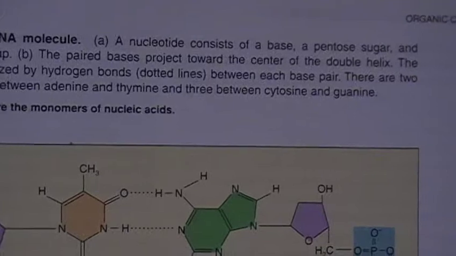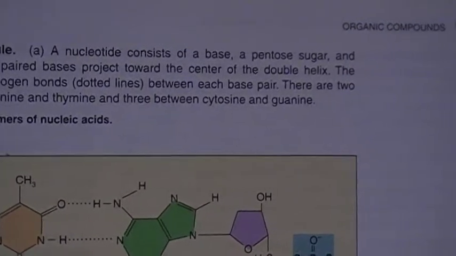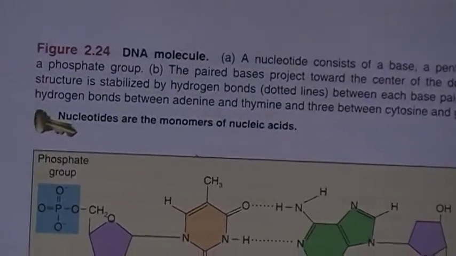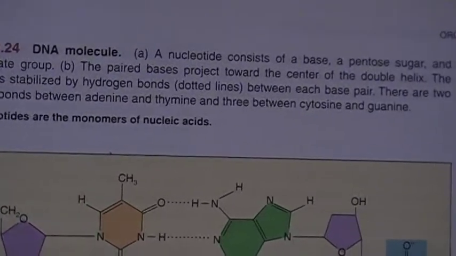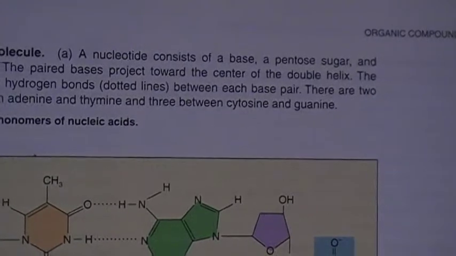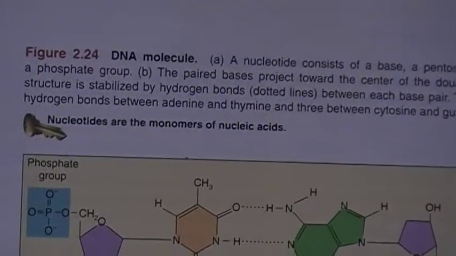A nucleotide consists of a base, a pentose sugar, and a phosphate group.